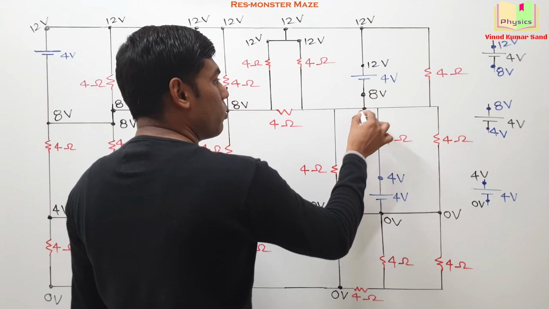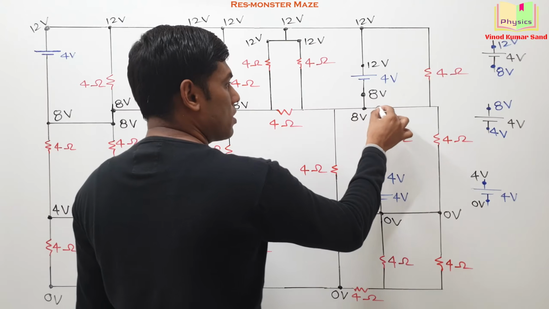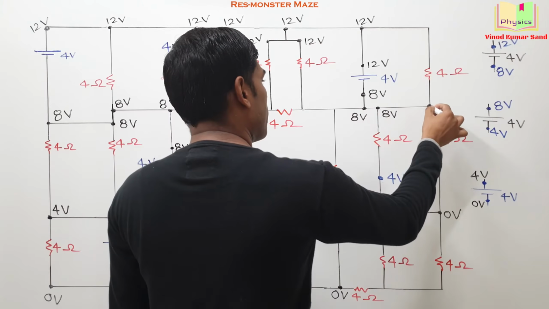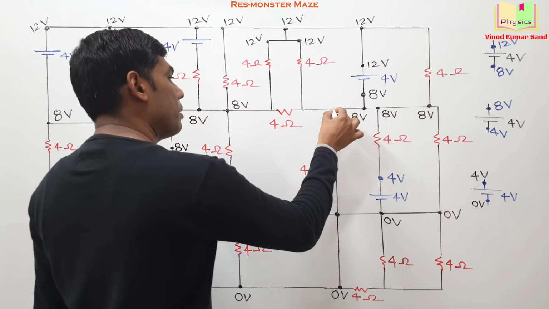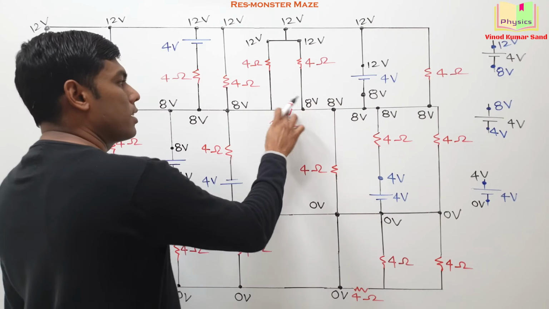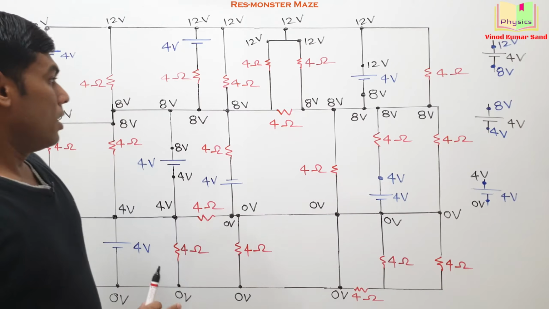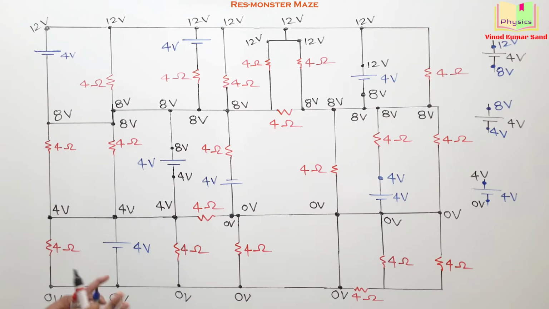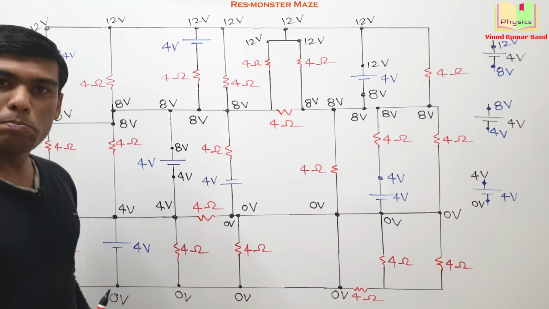It should be 8 volt. And if this is 8 volt, this should be 8 volt. Here there is no resistance, so no potential drop. Till here I can write 8 volt, and up to here I can write 8 volt. After that, here is a resistance. I think we have written the potential of all the points.